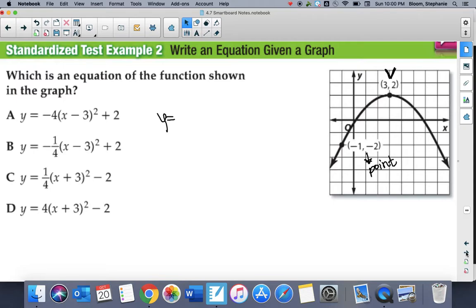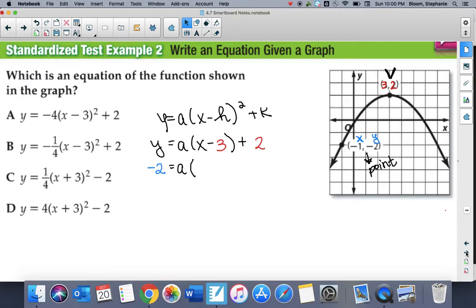So if you go back to vertex form, if you know the vertex, then you can put something in vertex form. And this is vertex form, remember? And so when I do this, I can do my vertex. So my H is right here, my x coordinate, which is 3. And then my y value of my vertex is 2. Okay? So I have that much done, but I also have this point. And this is the x value of my point, and this is the y value. So I can plug those in. So instead of y, I have negative 2 equals a, and instead of x, I can plug in negative 1. And then we can actually solve this for a.